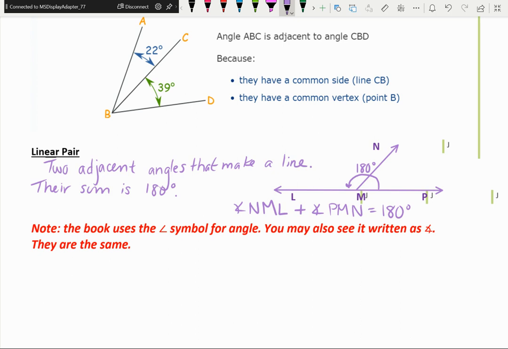Two of these concepts that we just talked about are really similar, so I want to go over them again and kind of show similarities and differences. So a linear pair by definition is two adjacent angles that make a line. They add up to 180.